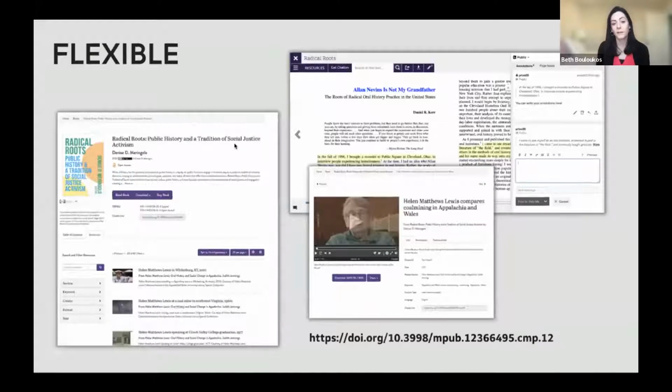We've also tried to make the titles as flexible as possible, so to make sure all of the multimedia has DOIs, that people can access that in different ways, that people can access our titles on different devices, different readers. We make both a PDF and EPUB available whenever possible for all of our titles.